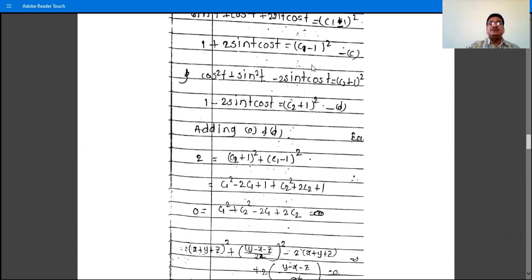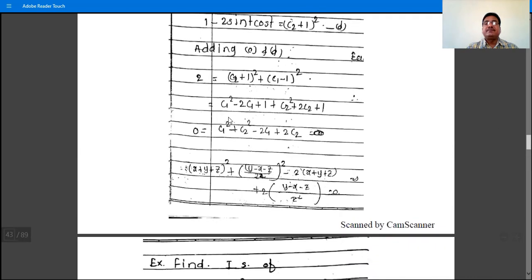d. Then adding c and d, what do we have? 1 plus 1 is 2, and minus 2 times sin t cos t plus 2 times sin t cos t becomes 0. And then the right side is what? (c2 plus 1) bracket square plus (c1 minus 1) bracket square. And after squaring we have this. So this is the relation between c1 and c2.